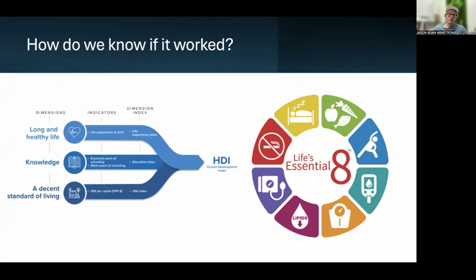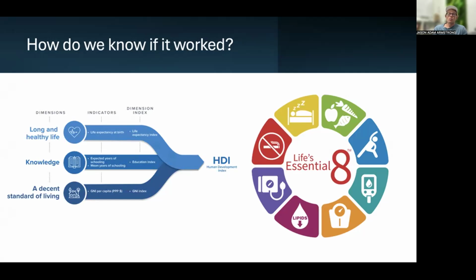On a global level, we look at something like the Human Development Index, and that measures very few things, is what I meant to say. We're looking at life expectancy at birth, right? So how long are you likely to live? Expected years of education, and then the gross national income per capita.